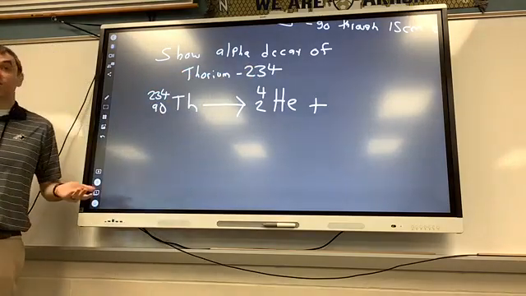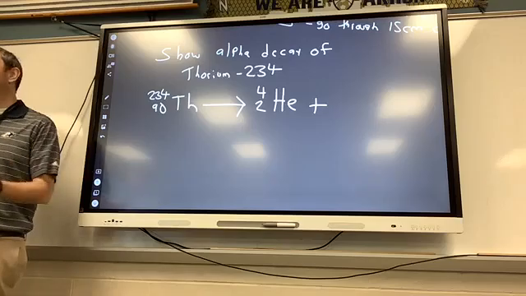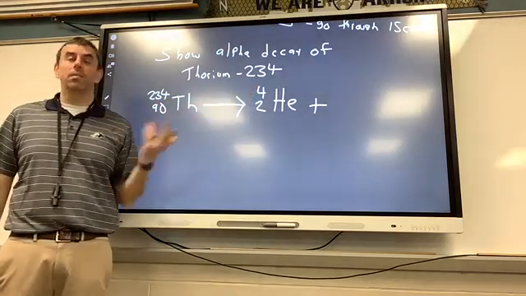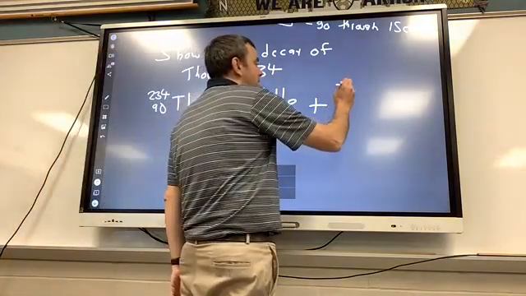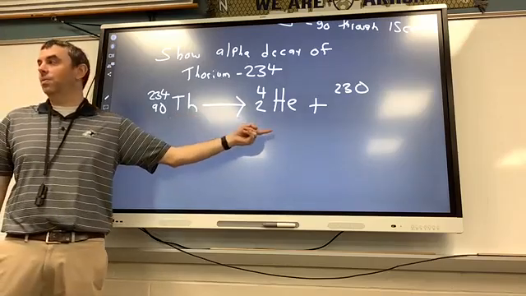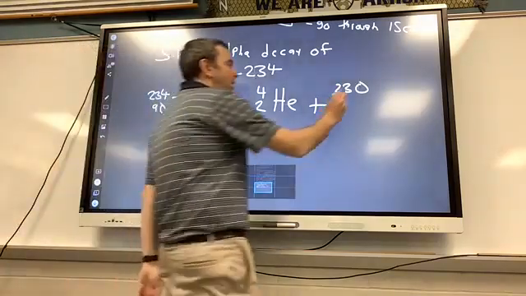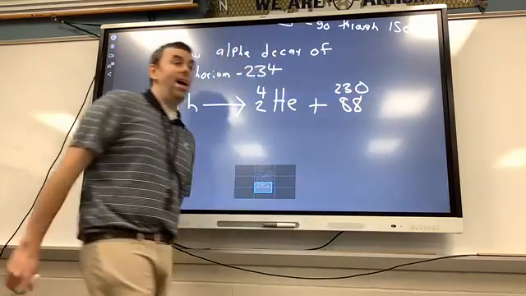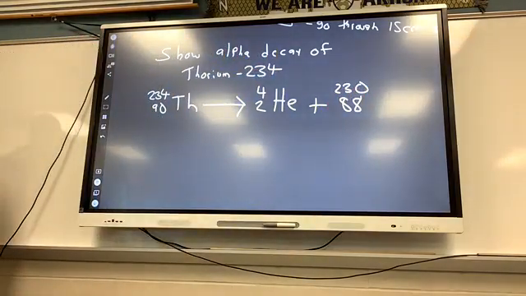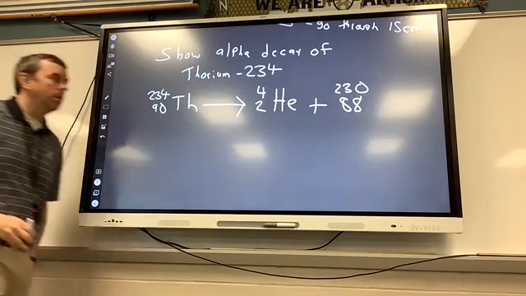Now you just have to subtract. If you write it like this, you literally just subtract. What is 234 minus 4? 230. What is 90 minus 2? 88. What has an atomic number 88 on your periodic table? Radium. Ra, radium.